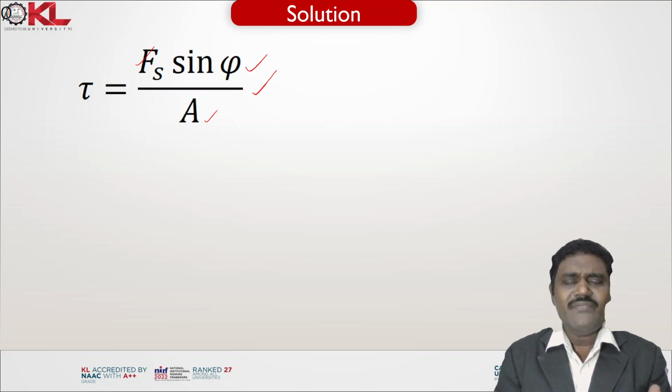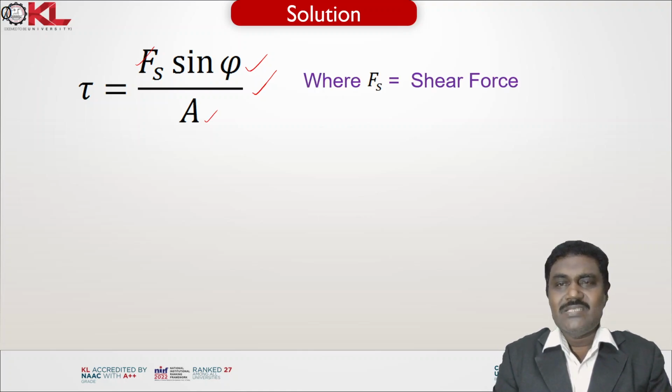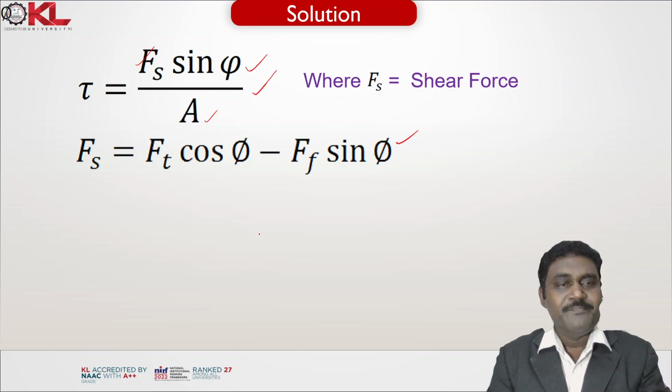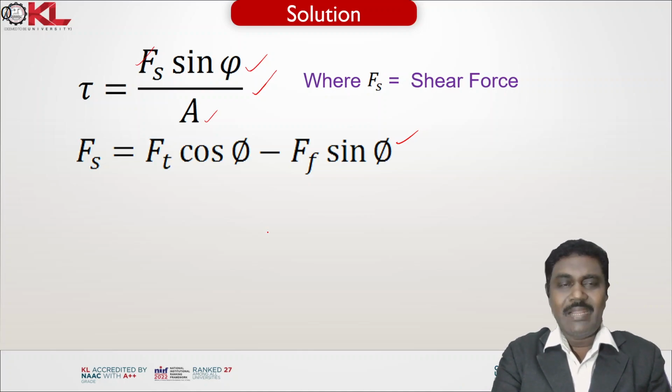Now first you have to find these three parameters, then you can substitute them in this equation and obtain the shear stress. Now let us see, Fs is the shear force. Use this equation to find the shear force. What is the equation? Fs is equal to Ft cos phi minus Ff sin phi. So always practice this: even if you know the equation, don't directly substitute the data. First write the formula, then substitute the data so that no error will occur.